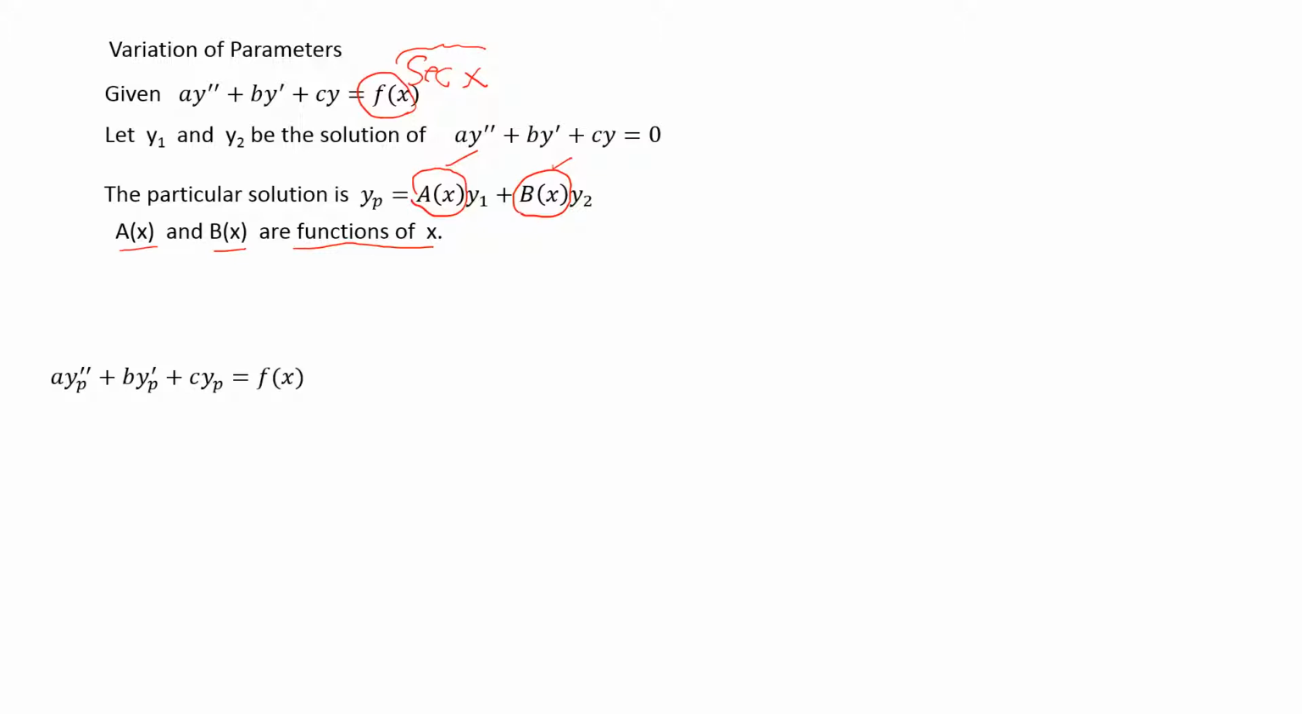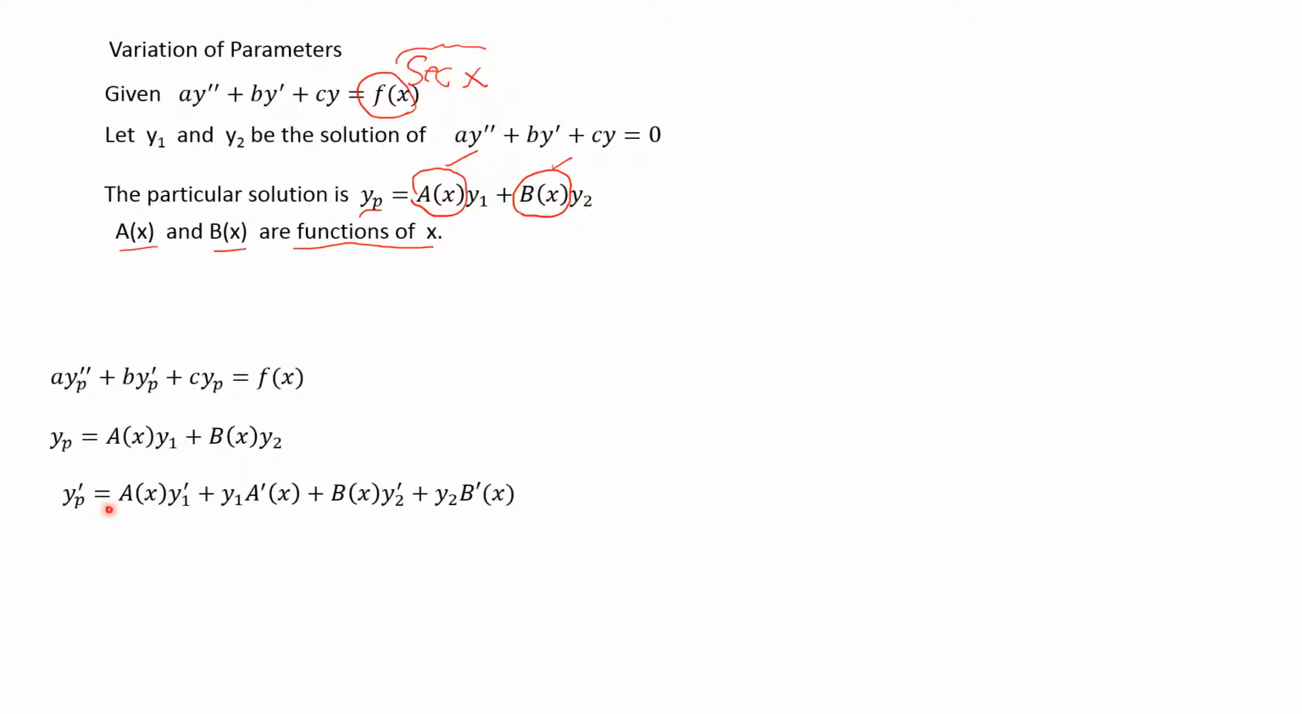Now, remember that since this is our yp, this should satisfy the differential equation, a yp double prime plus b yp prime plus c yp is f of x, in order for us to determine the values of a(x) and b(x). Now, this is our yp based on a(x)y1 plus b(x)y2. We need yp prime and yp double prime.